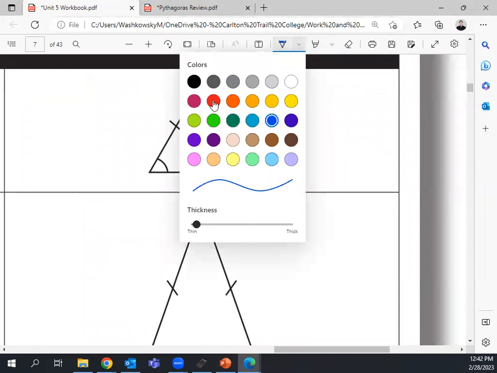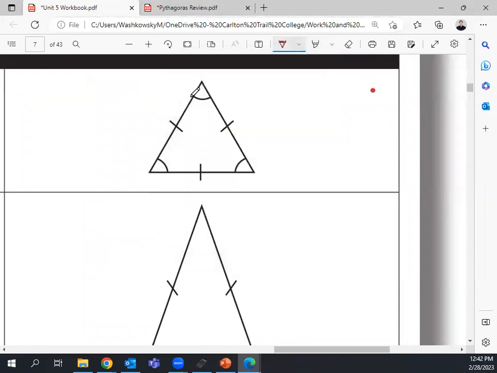You might have picked up on that already from our previous interactions with them, but all these angles have one line. That means those are the exact same angle. If one's 60, the other one's 60. If I do something like this, though, let me do black.